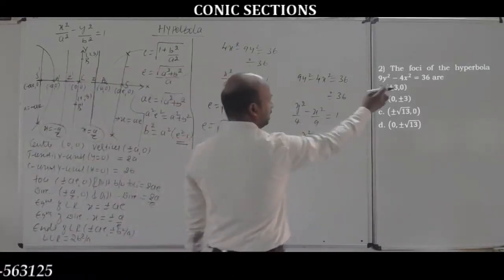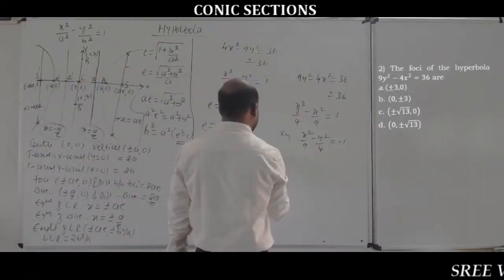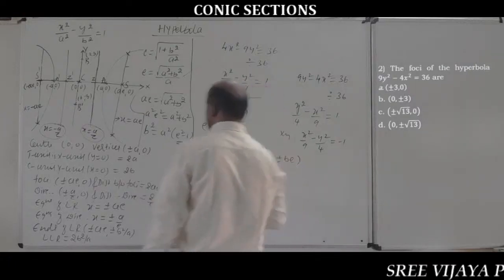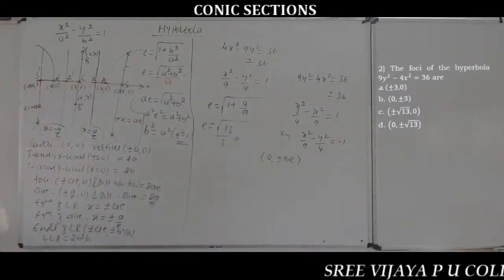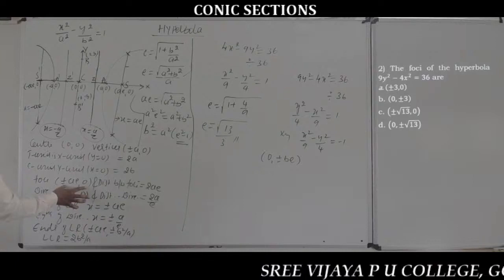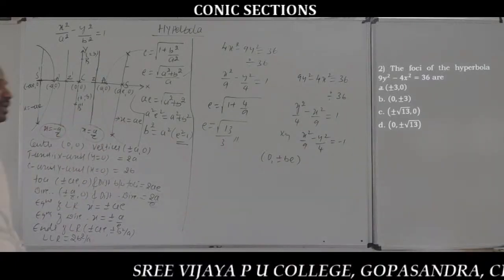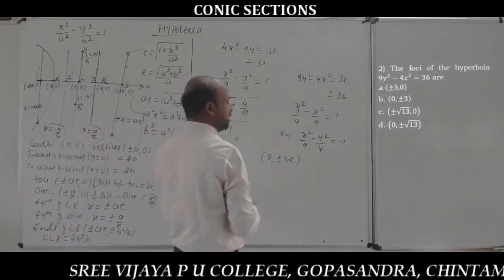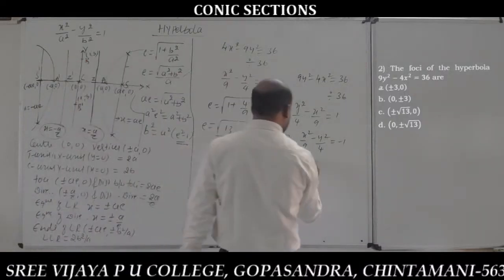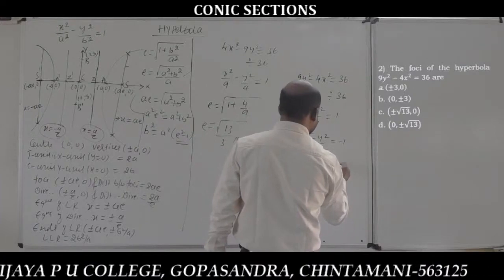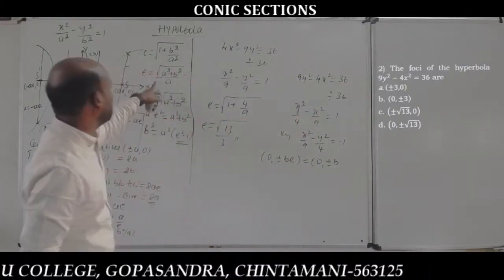It is a conjugate hyperbola, and they are asking for the coordinates of the foci. So it should be 0, plus or minus b. Look here: for the hyperbola, the coordinates of the foci are plus or minus a, 0. For the conjugate hyperbola, the coordinates of the foci are 0, plus or minus b. We can also write this as 0, plus or minus b times the value of e.